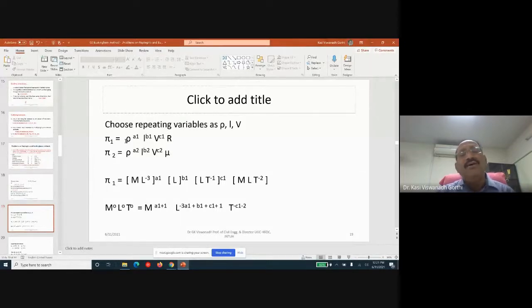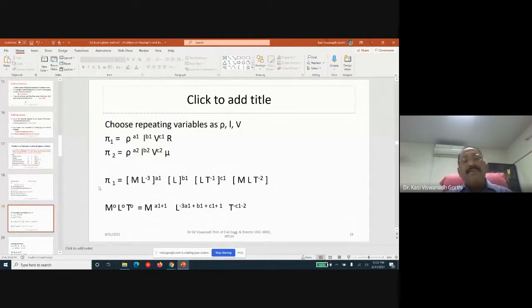You need to solve for pi 1 and pi 2, treating them as dimensionless terms. So pi 1 is equal to, write all the dimension formulas. Pi 1 is equal to rho to the power A1, rho mass density M L to the power minus 3 to the power A1, into L length, so it's a linear dimension, capital L to the power B1, into velocity V, L T to the power minus 1 to the power C1, into the resistance R, M L T to the power minus 2.